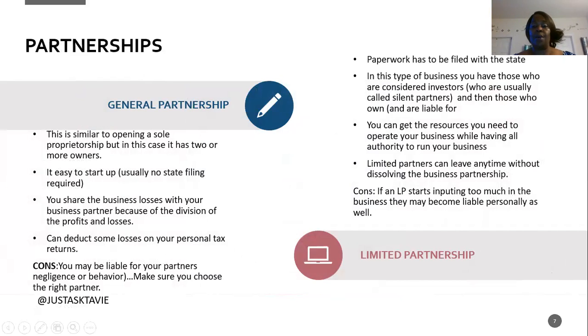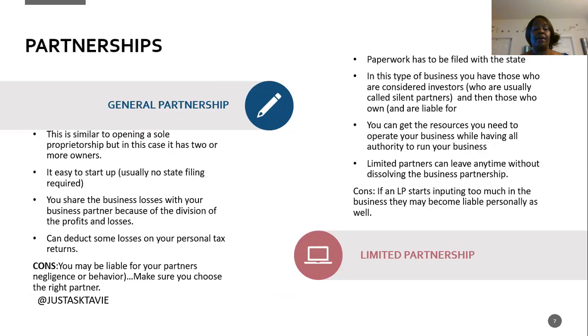The next two are partnerships, which are general partnership and limited partnership. General partnerships are similar to sole proprietorships, but in this case, it has two or more owners. It's easy to start up, like most of them are, and you share your business losses with your business partner because of the division of the profits and losses that you gain in the company. You can deduct some losses on your personal taxes, but not all.